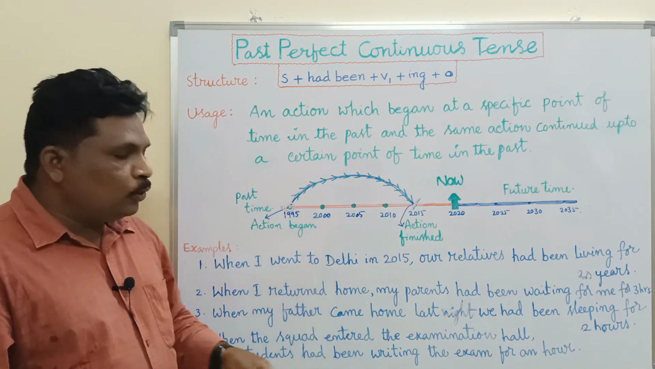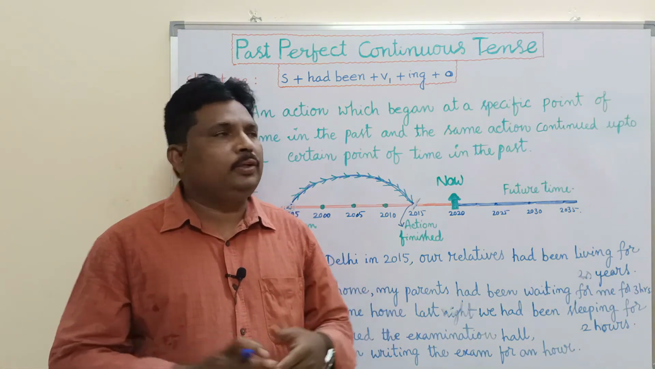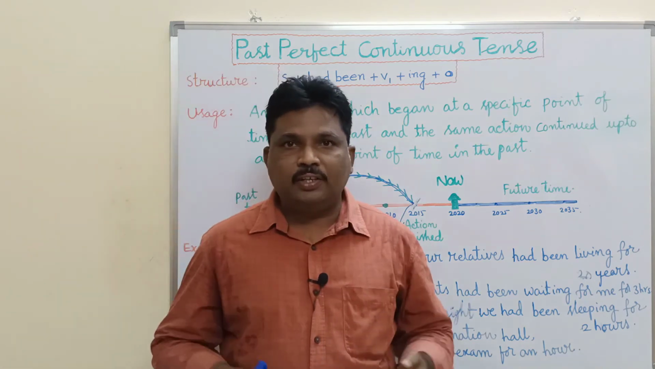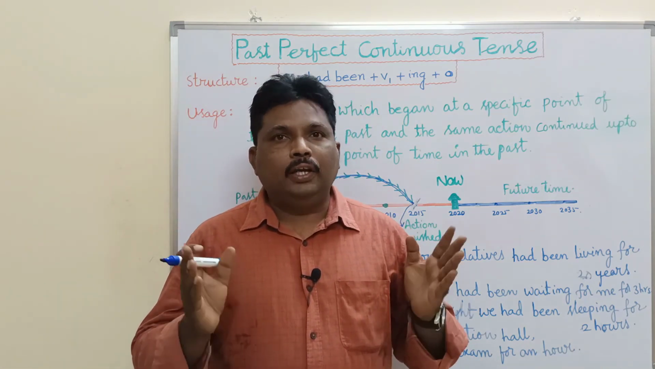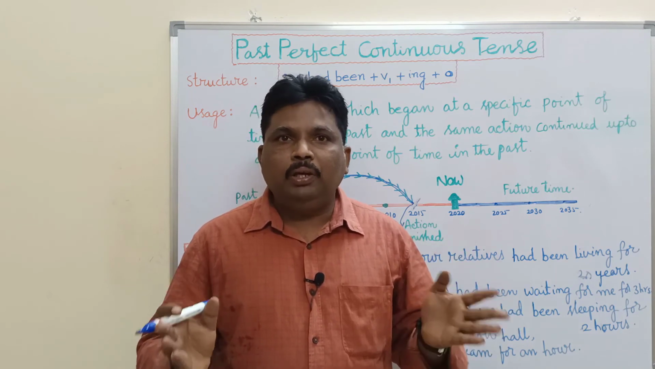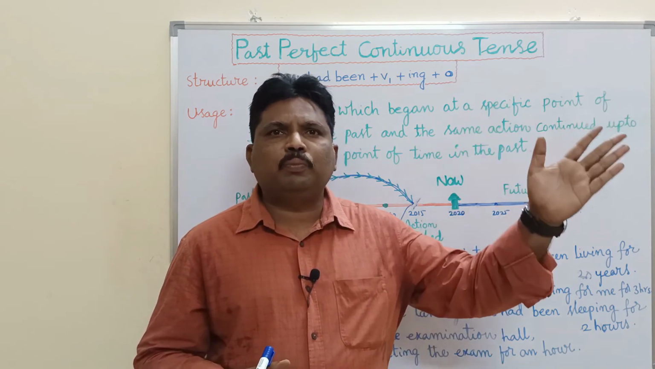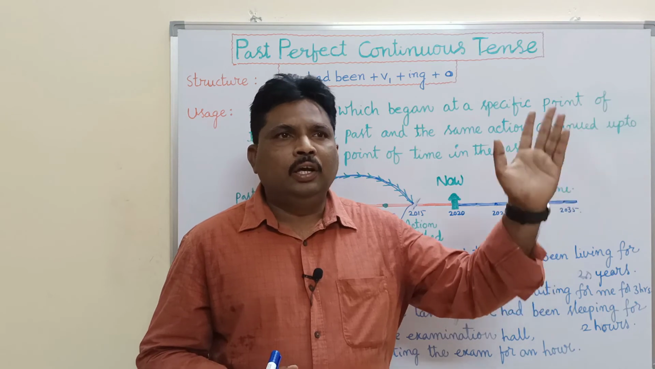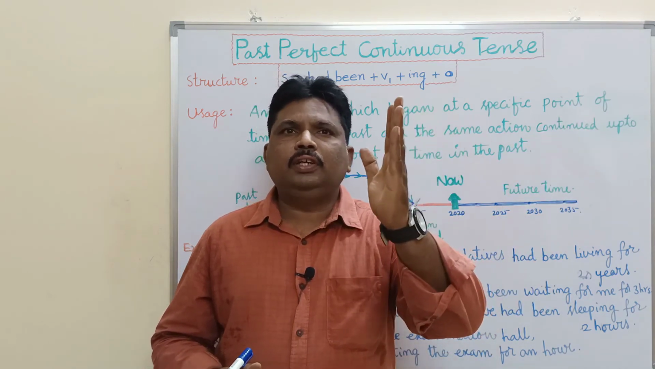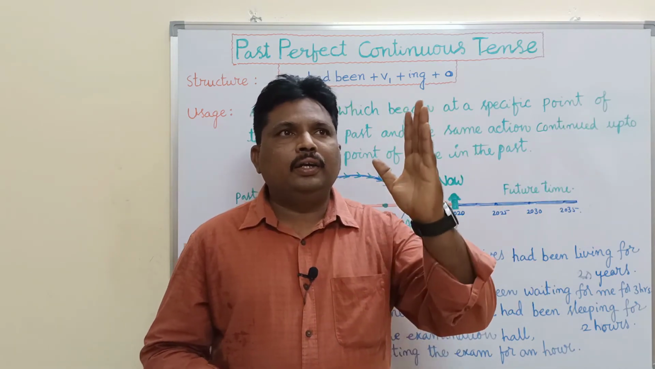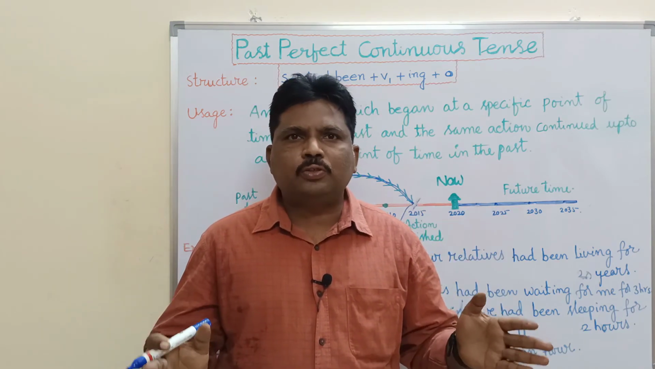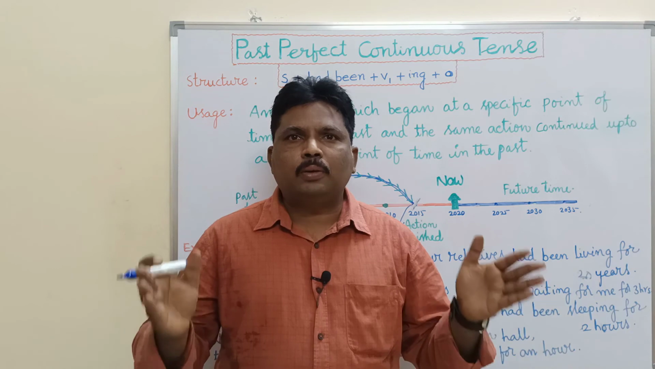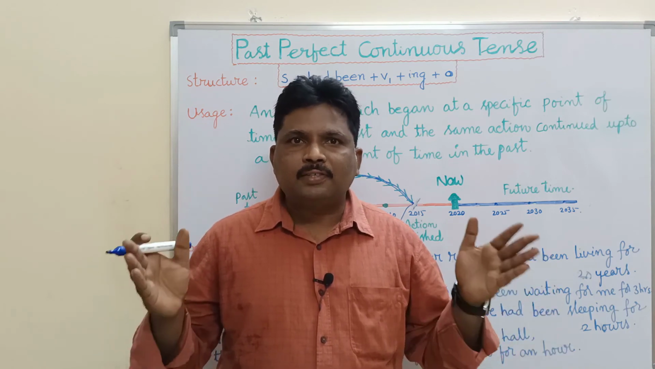Okay, in spoken English, we can simply use past perfect continuous tense. For example, my brother had been living in America. You can say had been living in America. That means at a specific point of time, your brother started living in America, and after living for some years, he stopped living in America. So it just refers to a period of time, some years or some months.